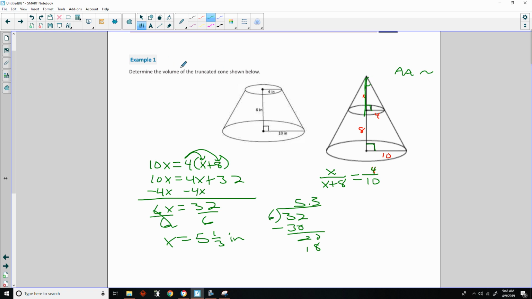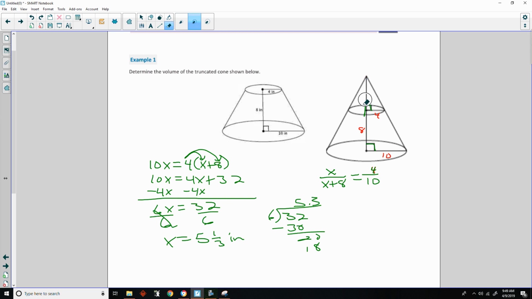It says determine the volume of the truncated cone shown below. So now if we find the volume of the whole cone and the volume of the little one, we can subtract them. Okay, so let me just clean this up. I want you to be extremely clear as to what just happened.